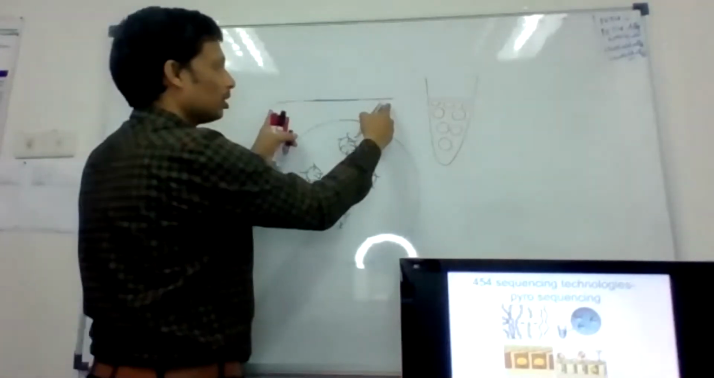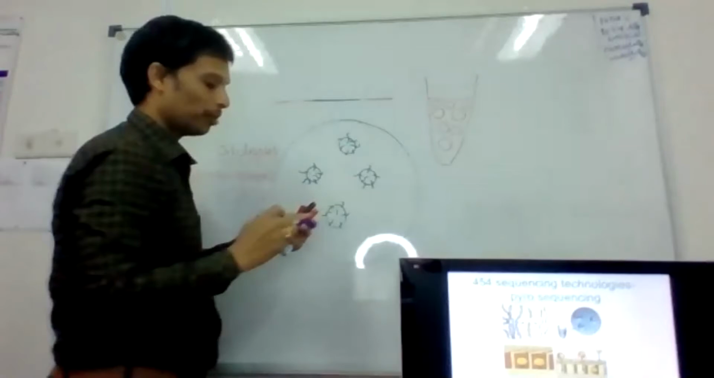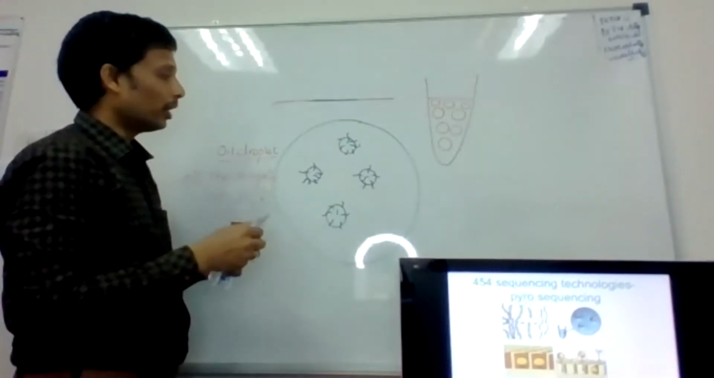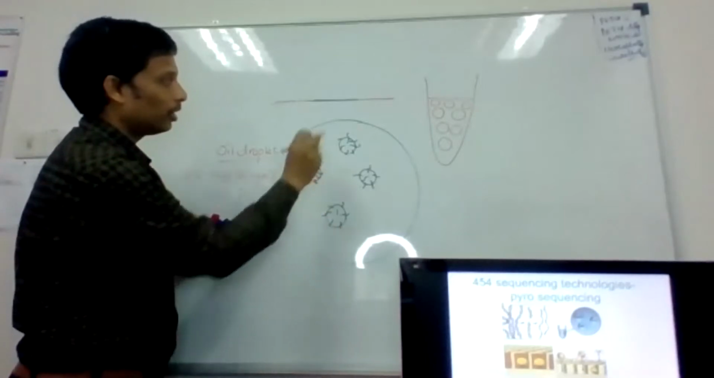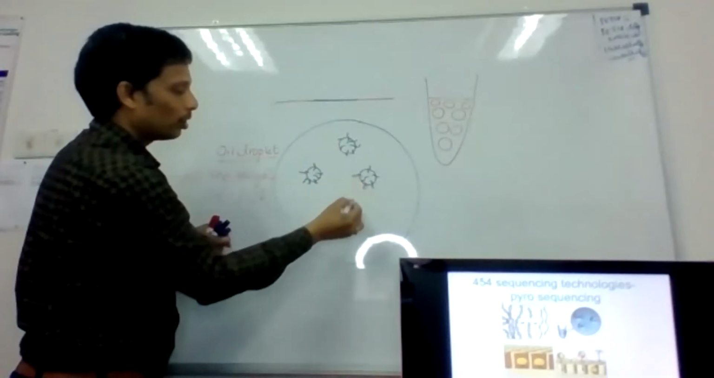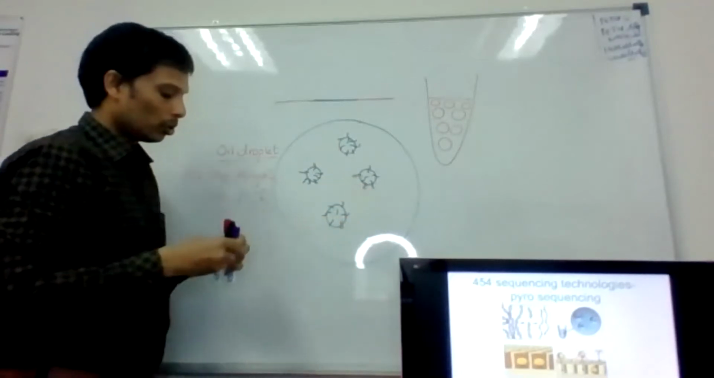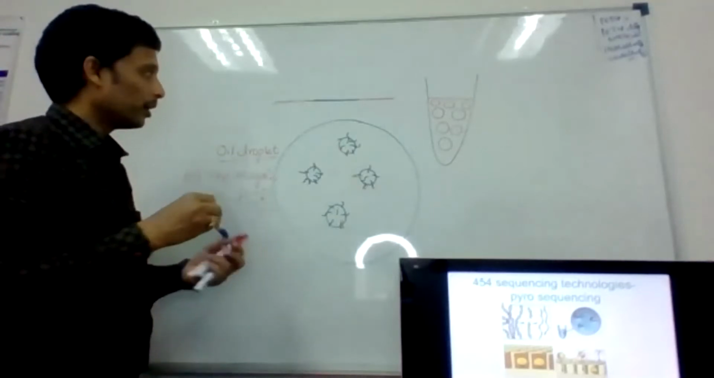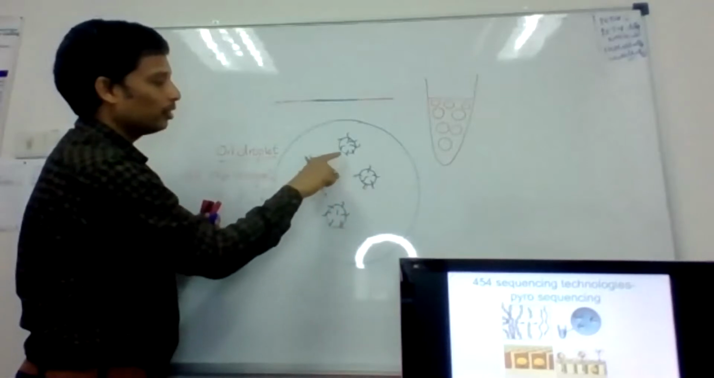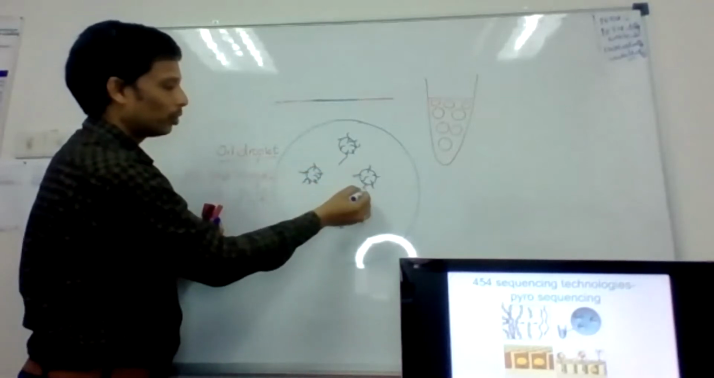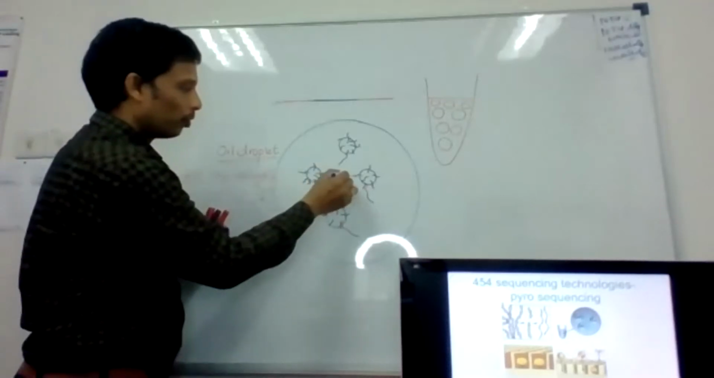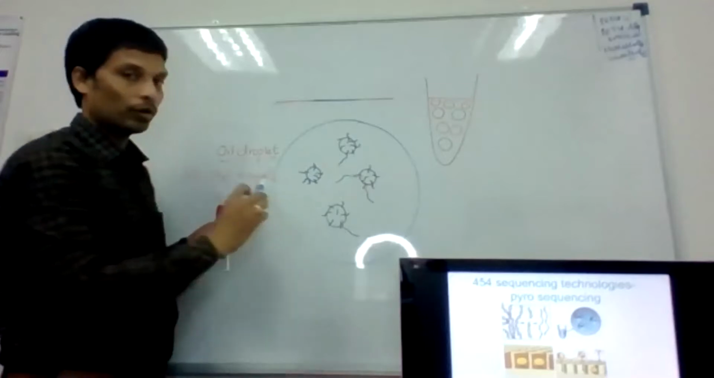What happens when you take these sequences and add them to this emulsion? They enter the oil droplets, and after entering, they bind to the complementary sequence. The ratio of the DNA should be such that it binds to only one bead at a time. So only one sequence will be immobilized per bead, but a few beads can have two, and a few may not have anything.